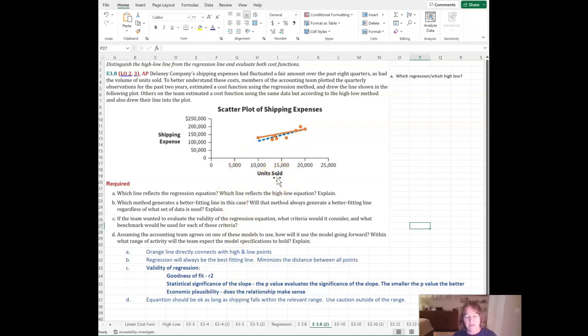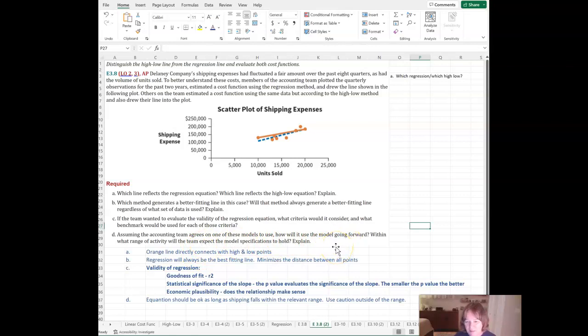So do you think the relationship between shipping expenses and units sold makes sense? That units sold drives shipping expense. Okay? And it does. And the last question then is, assuming the accounting team agrees on one of these models, how will it be used going forward?